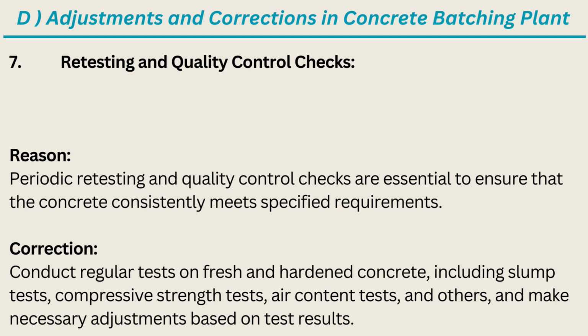7. Retesting and quality control checks. Reason: periodic retesting and quality control checks are essential to ensure that the concrete consistently meets specified requirements. Correction: conduct regular tests on fresh and hardened concrete, including slump tests, compressive strength tests, air content tests, and others, and make necessary adjustments based on test results.